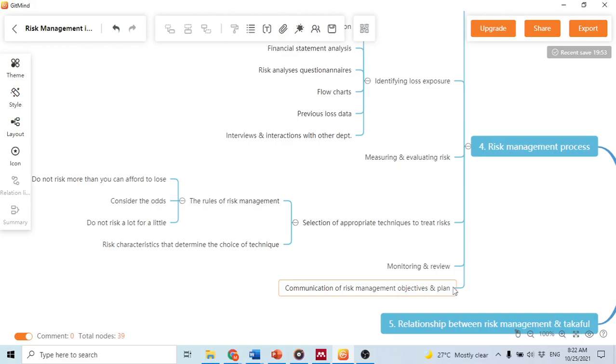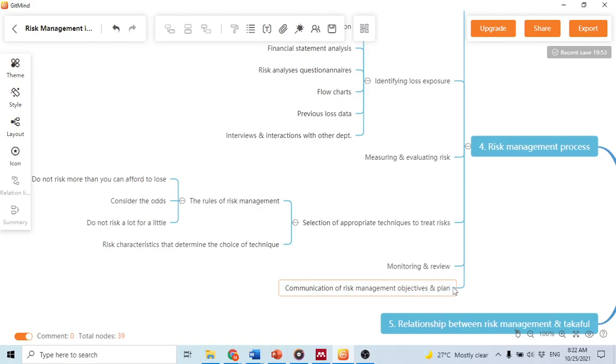Hence, during all phases of risk management, open communication between all of the concerned parties is vital, so that everybody has the same understanding and the same knowledge of what needs to be done in order to manage certain types of risk.